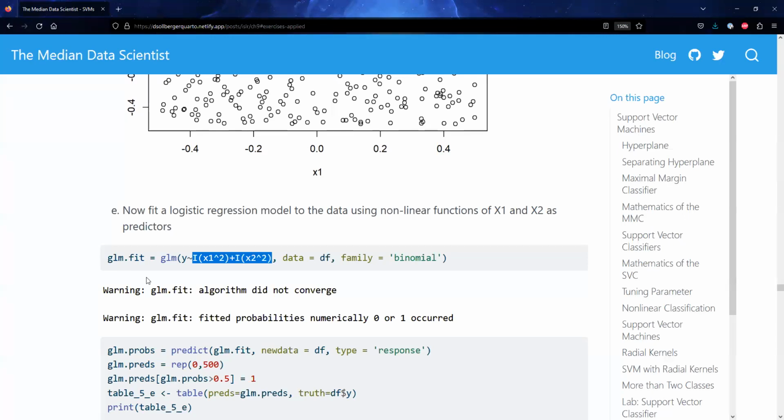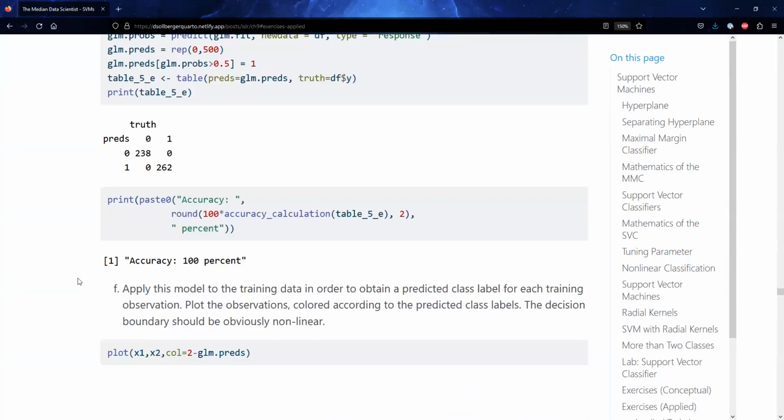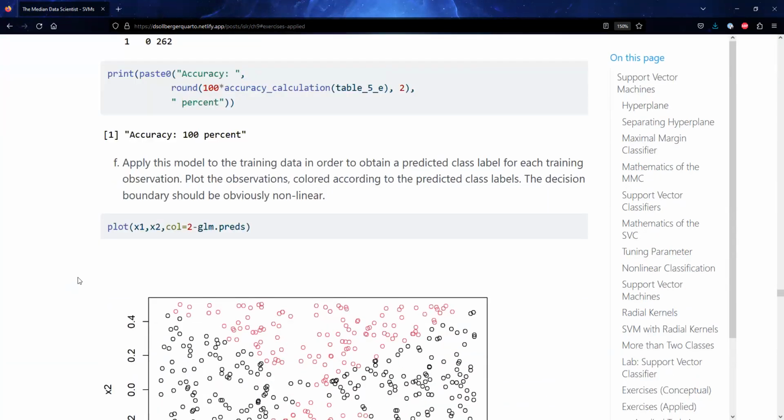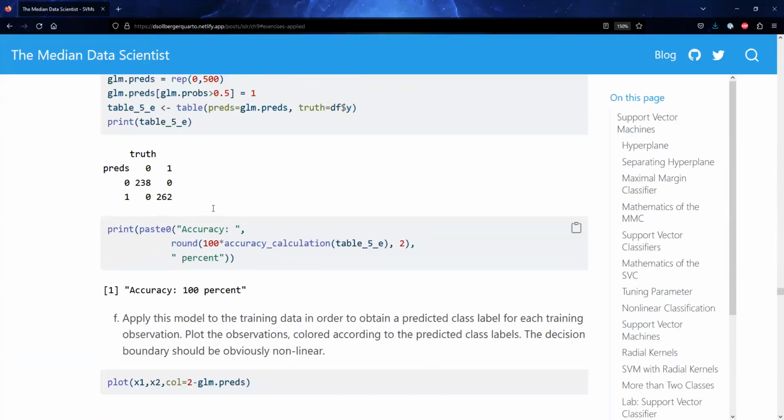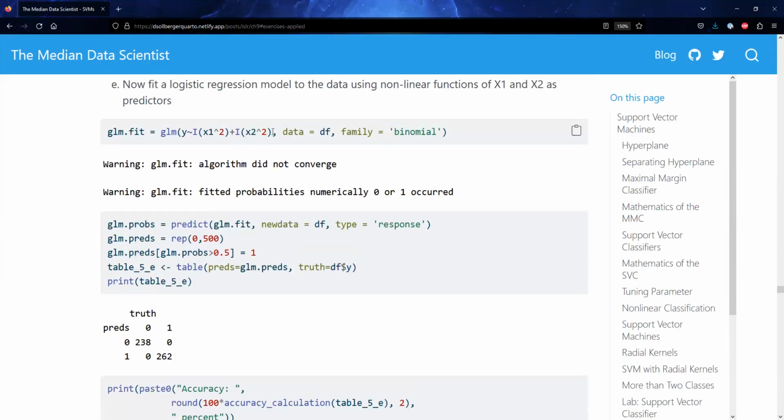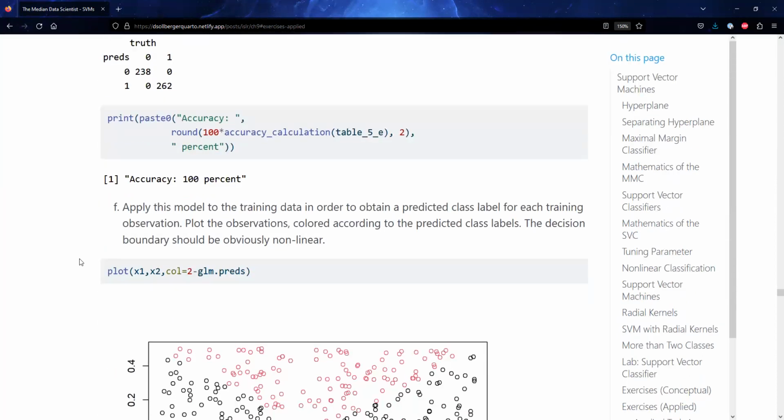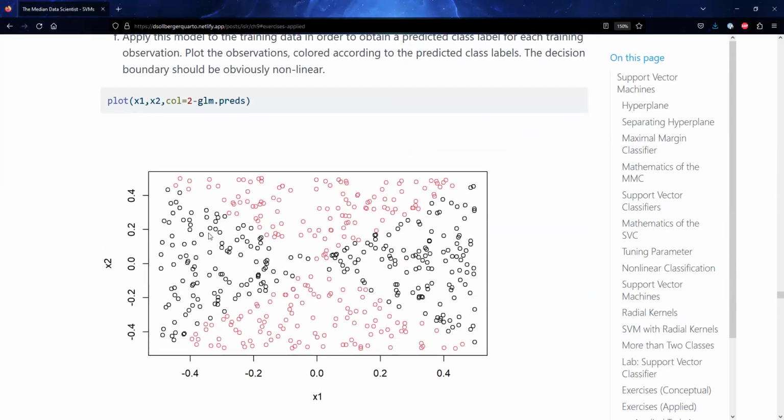Okay, so with the quadratic terms, with the logistic regression, this time around, it's reproducing the original picture and their classifications.